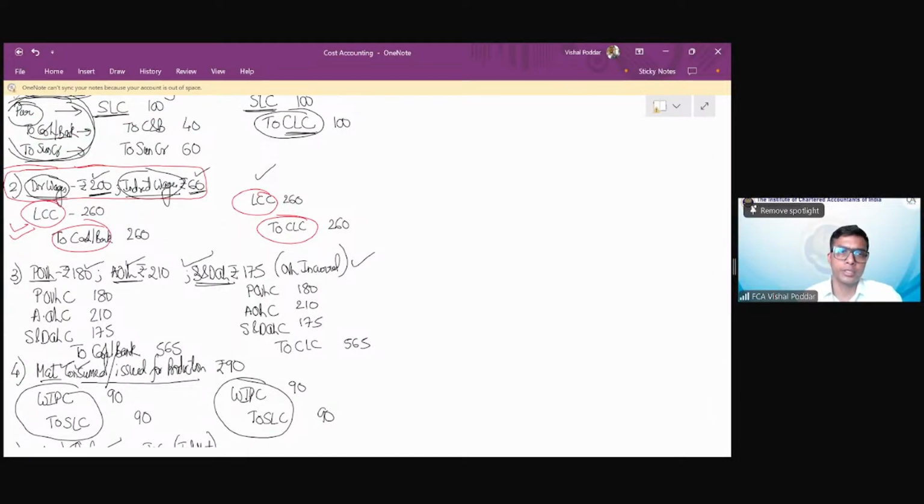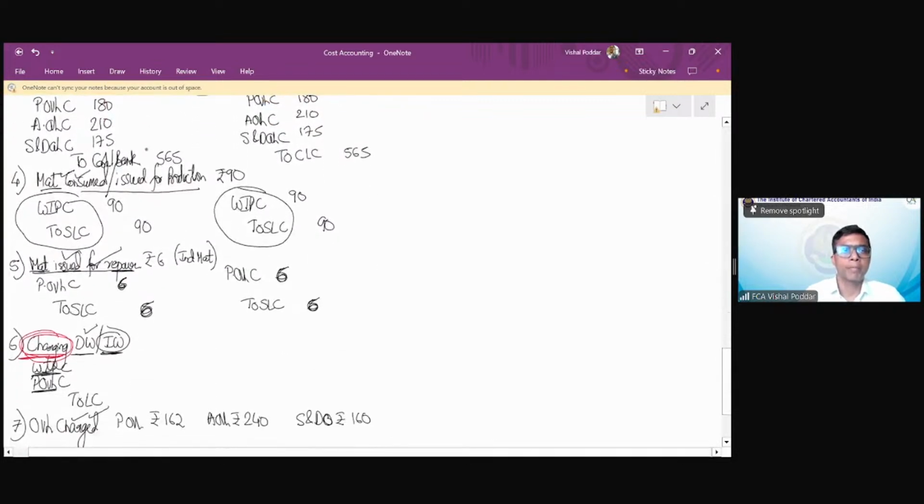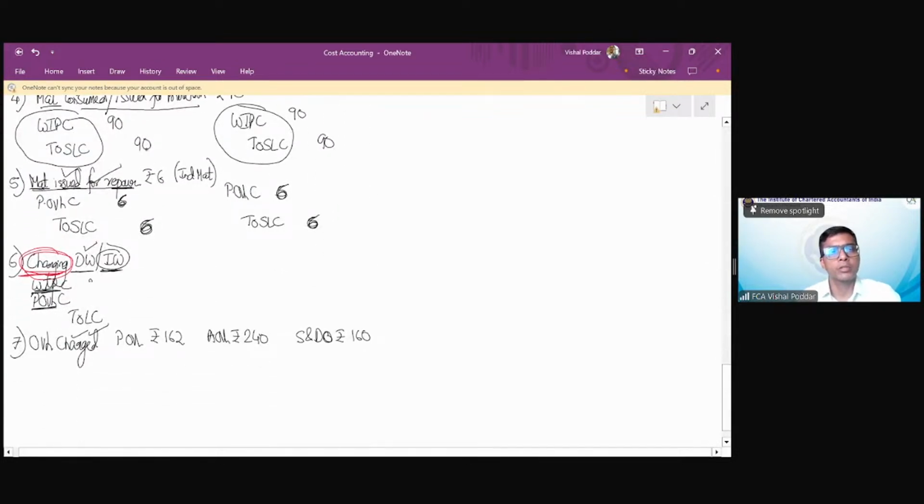So please understand, students, for wages, they will give you the transaction only once, but you have to pass the entry twice. First for incurring, because obviously first you will pay wages and after that you will charge. So you pass the entry for incurring. Now you pass the entry for charging.